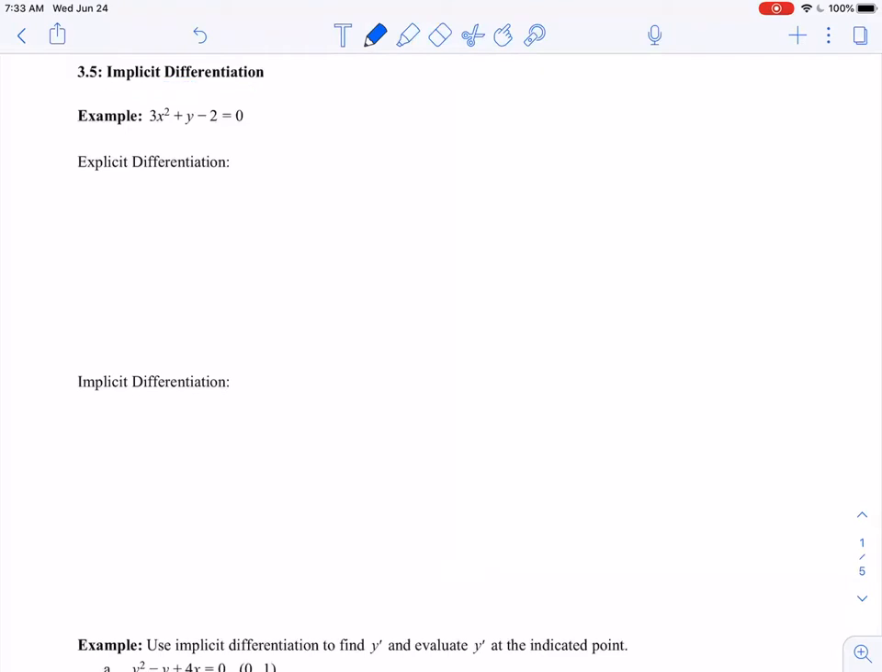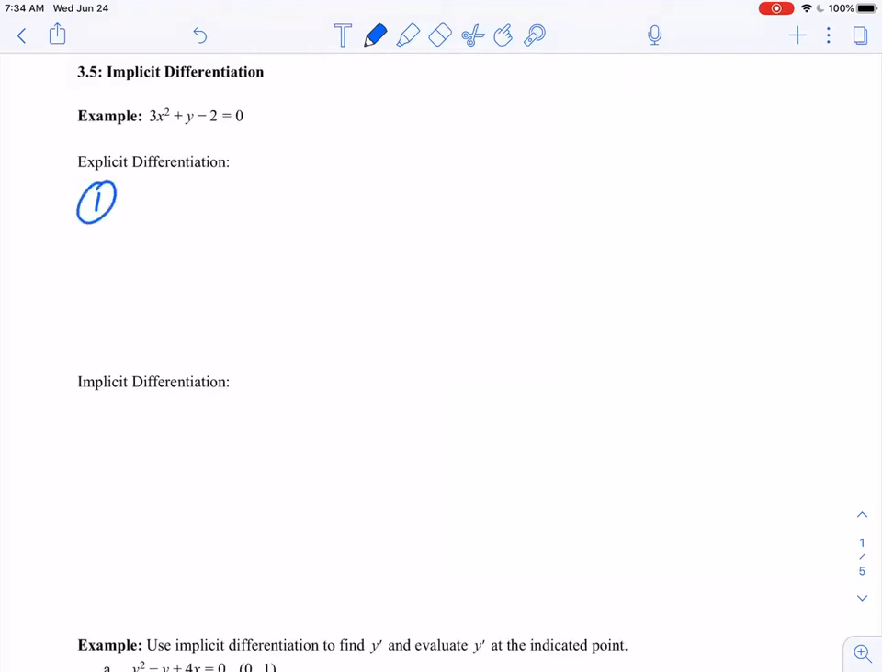But before we start to talk about what implicit differentiation is, I want to talk about what it's not, kind of what makes implicit differentiation different than the types of differentiation that we've done so far. So the function we'll be working with is 3x squared plus y minus 2 is equal to 0. Now, if we were to use explicit differentiation, which is what we've done all along here, it's how we've been taking derivatives the whole time in our class so far.